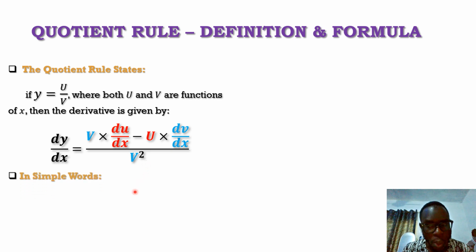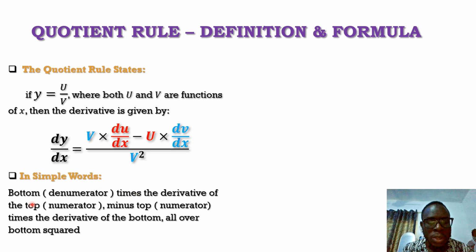So in simple words, it means the denominator, which is the bottom, times the derivative of the top, which is the numerator. So v times the derivative of the top, du/dx, minus the top, which is u, times the derivative of the bottom, which is dv/dx, all over the bottom squared, which is v squared. So that is what the quotient rule says.